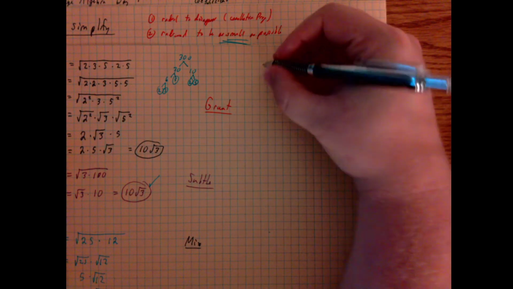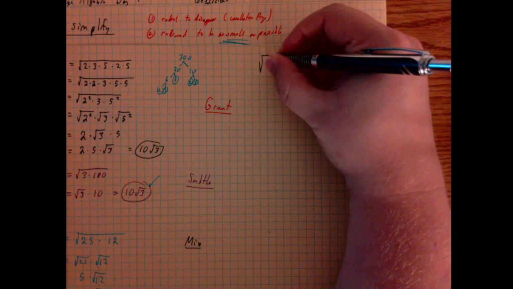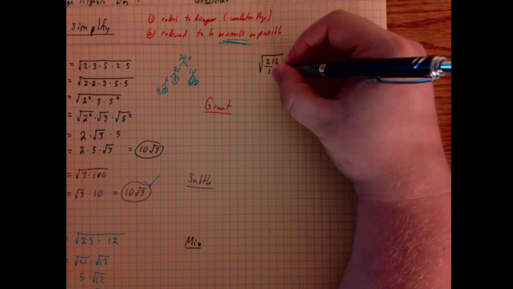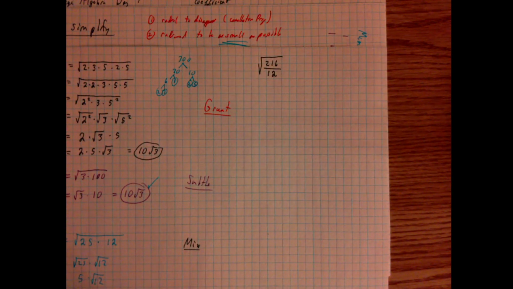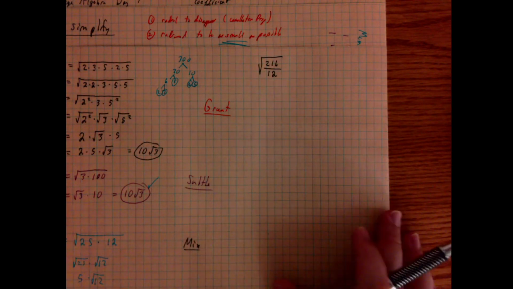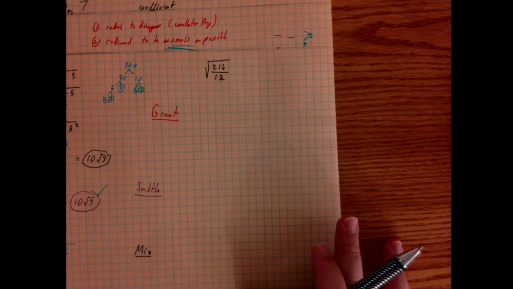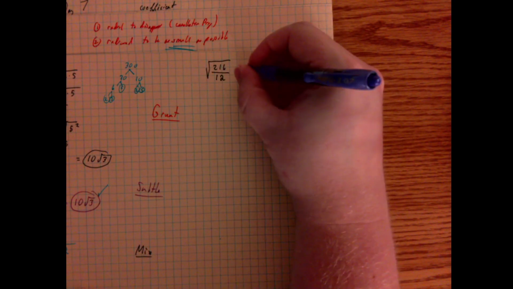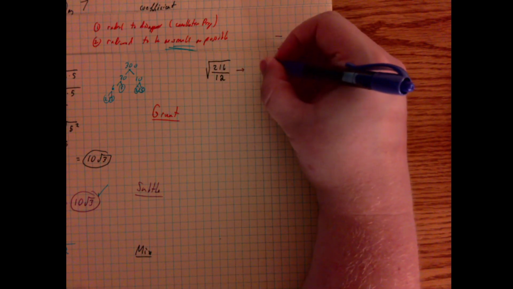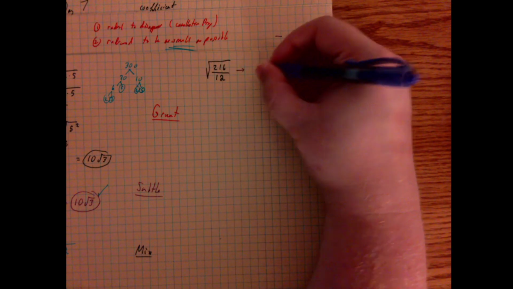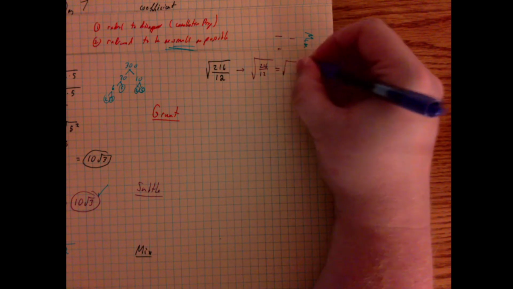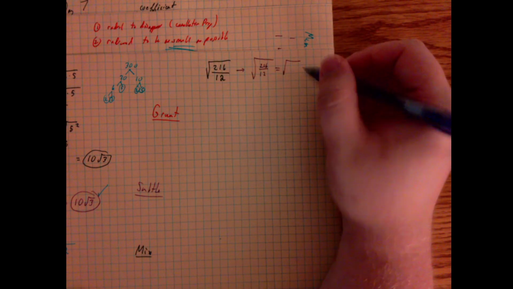Let's look at something like the square root of 216 over 12. Now, with a problem like this, there are a couple ways to approach it. Because it's inside the radical, we could, as a first option, take 216 and divide it by 12 and get a number. As it turns out, 216 divided by 12 is a nice round number.